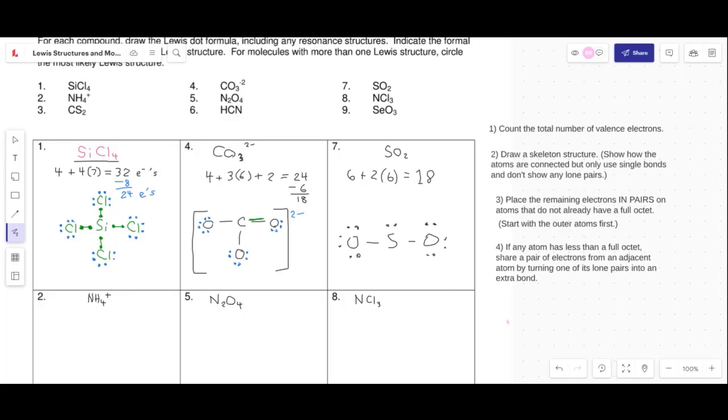So, looking at yours, so far your Lewis structure looks great. Does any atom not have a full octet? Sulfur. Sulfur is missing some electrons. It doesn't have a full octet. So what do we need to do? How can we fix it?